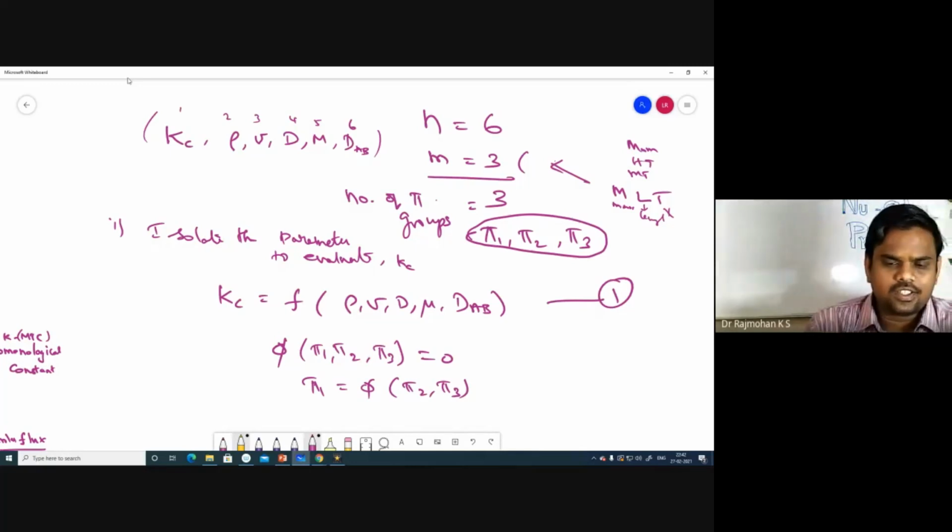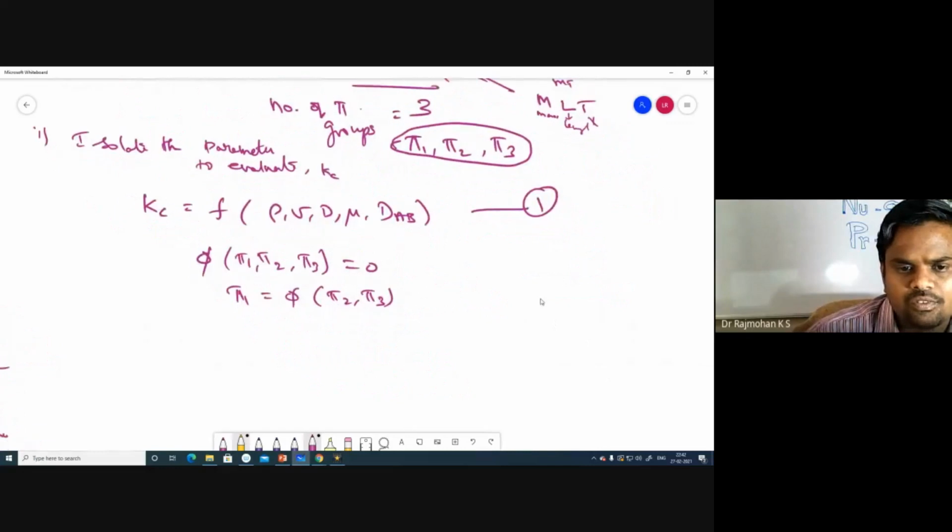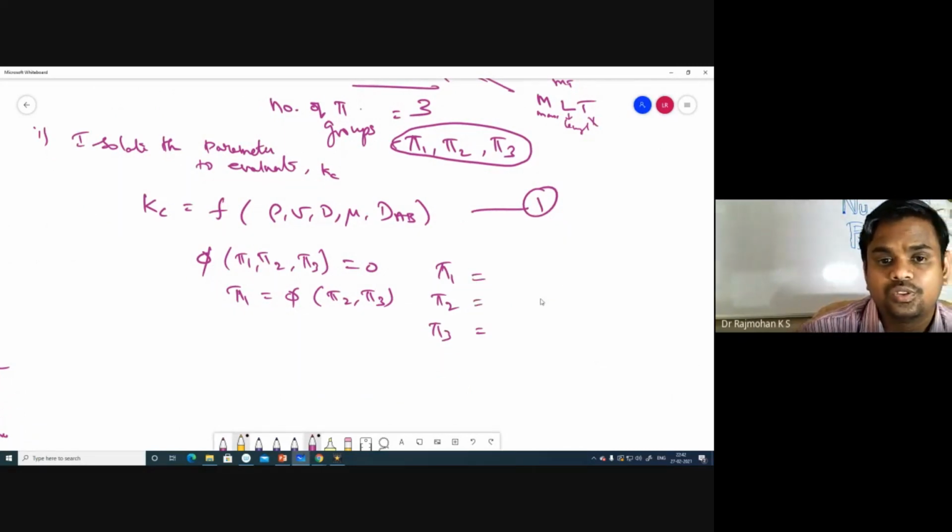According to the second Buckingham pi theorem, we have pi group 1, pi group 2, and pi group 3. For each pi group, we have to choose 3 repeating variables. So how to choose 3 variables? We have to choose 3 variables.